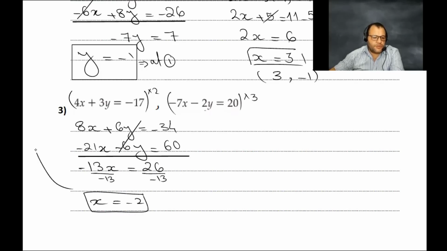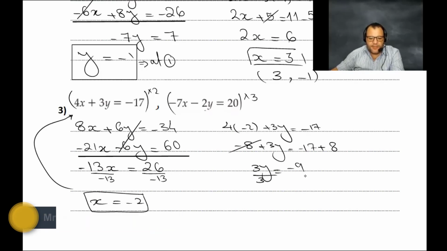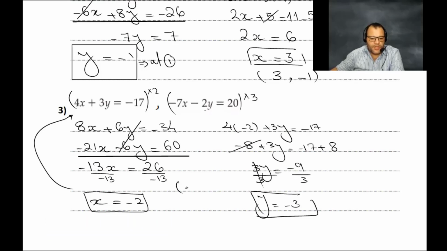By substitution into one of the two equations, 4 times negative 2 plus 3y equals negative 17. So negative 8 plus 3y equals negative 17. By adding 8, 3y is equal to negative 9. Then dividing by 3, y is equal to negative 3. So the solution is negative 2 and negative 3.